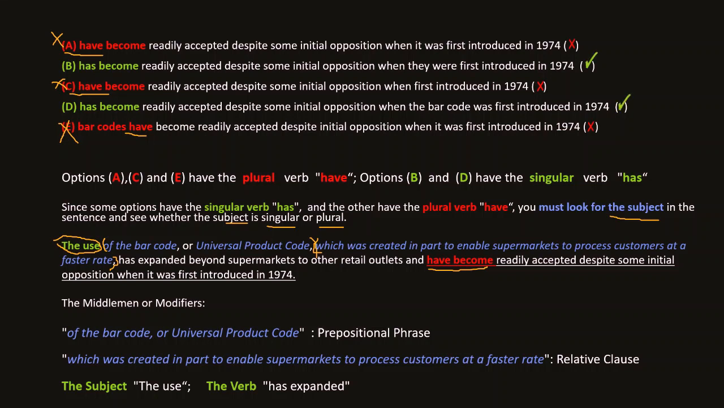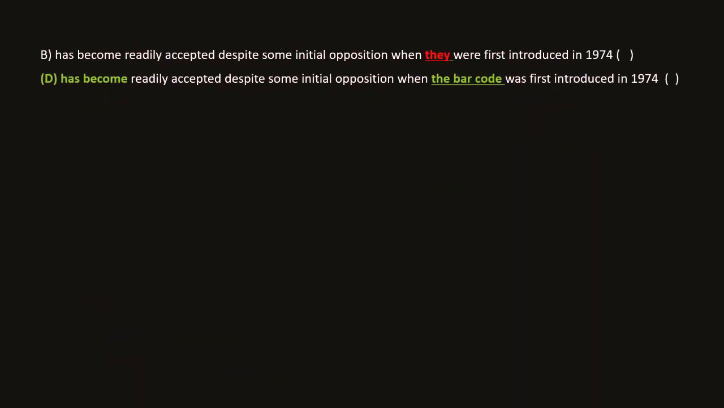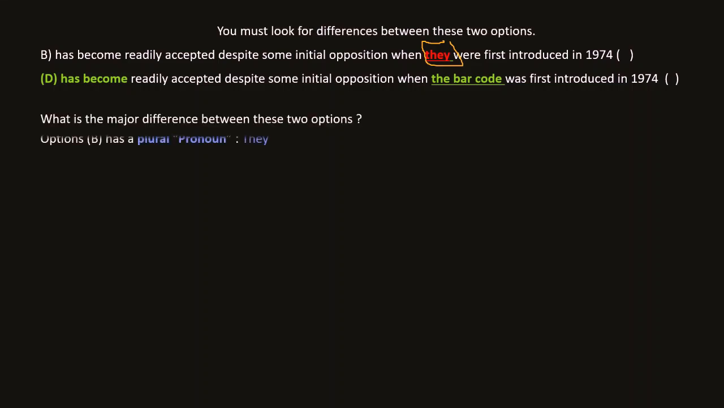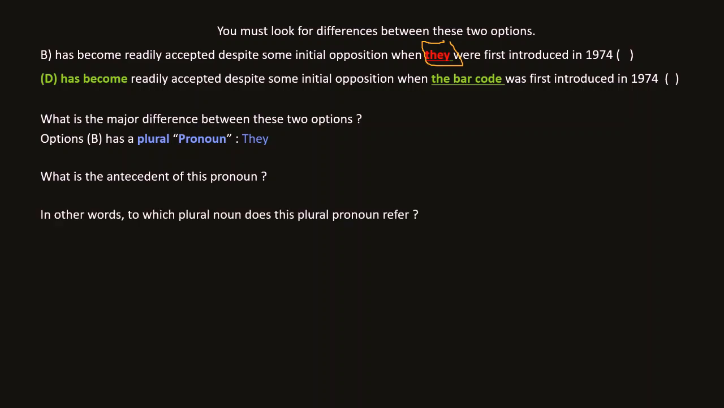Option B has a pronoun they. What is the antecedent of this pronoun? In other words, to which plural noun does this plural pronoun refer? You know they is a plural pronoun. A plural pronoun must refer to a plural noun in the sentence. But no such antecedent exists in the sentence. Hence, you eliminate option B.